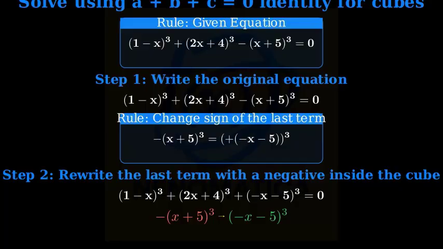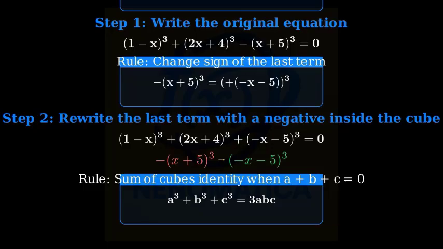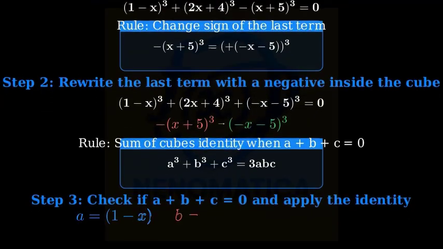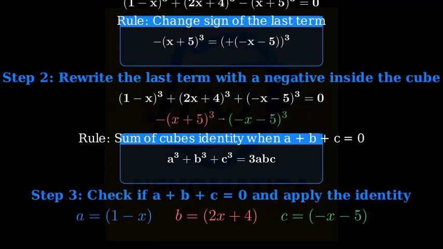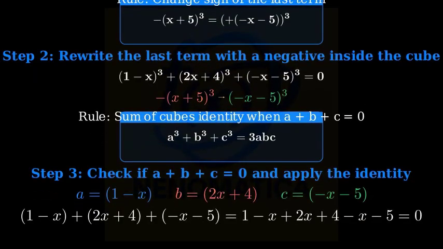Here is the key identity. When a plus b plus c equals 0, a cubed plus b cubed plus c cubed equals 3abc. Let's check the sum a plus b plus c using a equals 1 minus x, b equals 2x plus 4, and c equals negative x minus 5. 1 minus x plus 2x plus 4 plus negative x minus 5 simplifies to 0. Since the sum is 0, we can apply the identity.